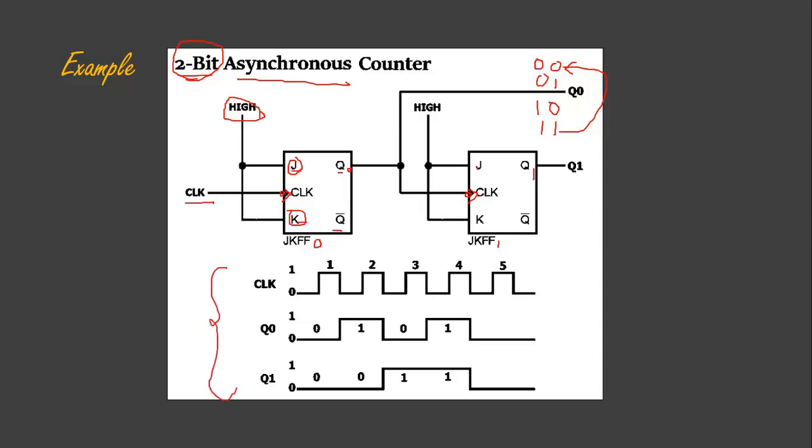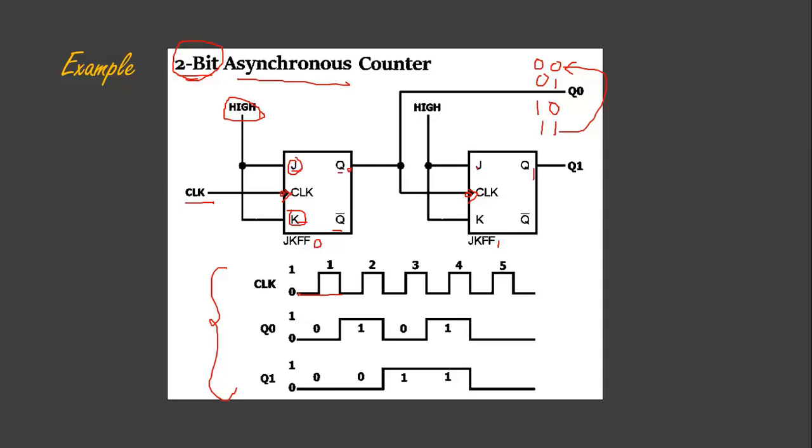We are going to understand the working of this 2-bit asynchronous counter with the help of this timing diagram. On the top, I have a clock. For 50% it is 0, for 50% it is 1. So from here to here, this is one cycle. That is the second cycle, third cycle, fourth cycle and fifth cycle. So what will this counter actually count? This counter will count how many cycles of the clock have entered.